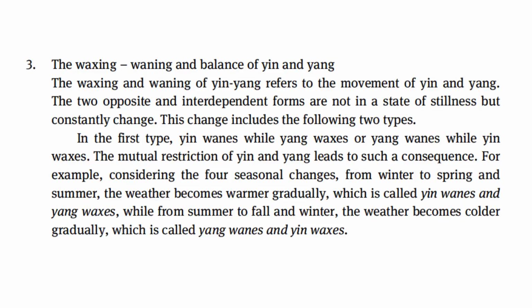For example, considering the four seasonal changes, from winter to spring and summer, the weather becomes warmer gradually, which is called yin wanes and yang waxes. While from summer to fall and winter, the weather becomes cooler gradually, which is called yang wanes and yin waxes.